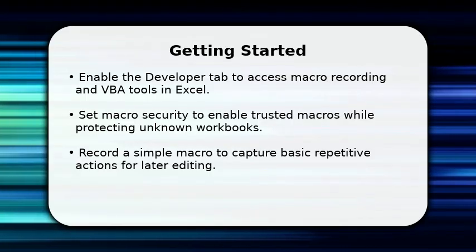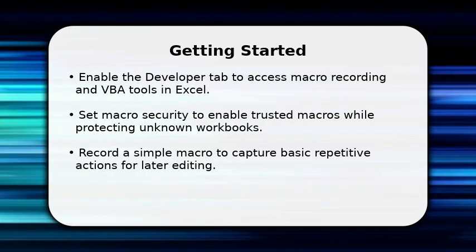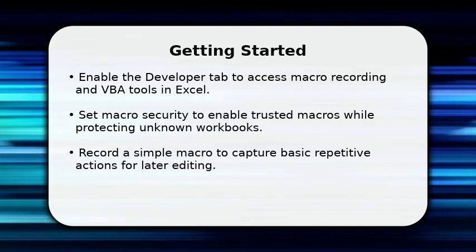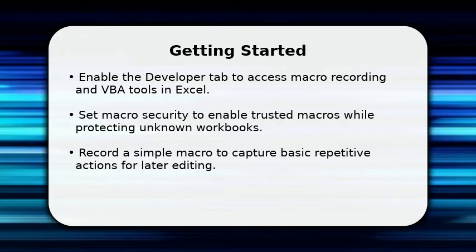Start by recording a simple macro to capture a repetitive workflow, then open the VBA editor to review the generated code line by line. Make small edits to change ranges, add loops, or insert prompts, and finally assign a shortcut or ribbon button so the macro runs with one keystroke.